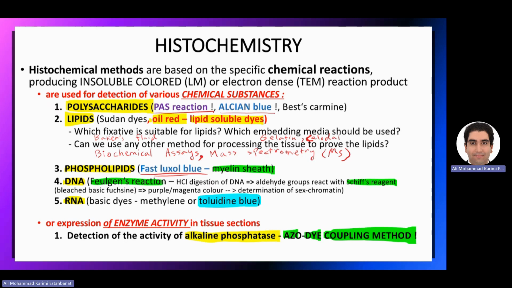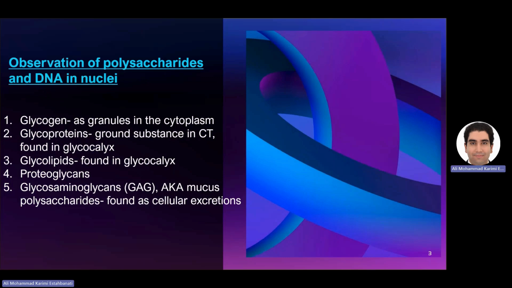Now, for RNA, it will be mostly toluidine blue and methylene blue. Know both of them. It's very useful for you to remember them. And that's most of what you need to answer for this question. Next, I'm going to remind you of these five names, which are going to be repeated many times during the year.